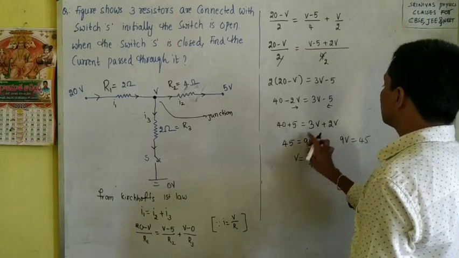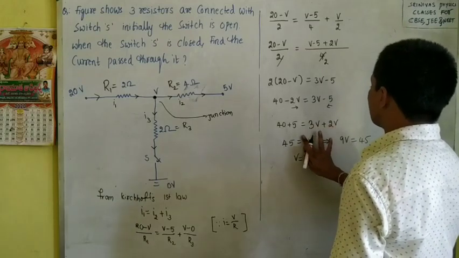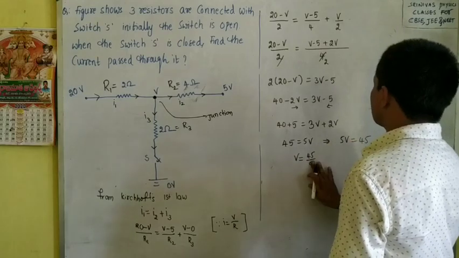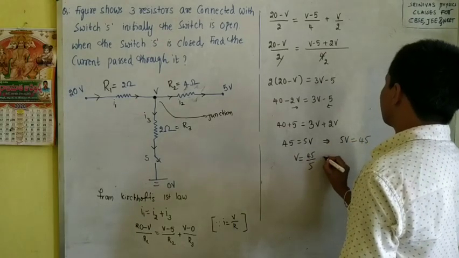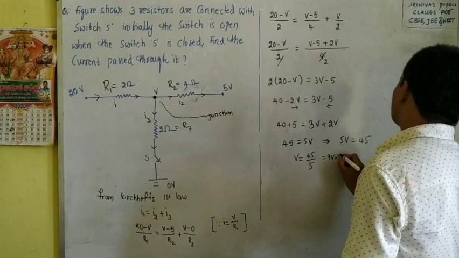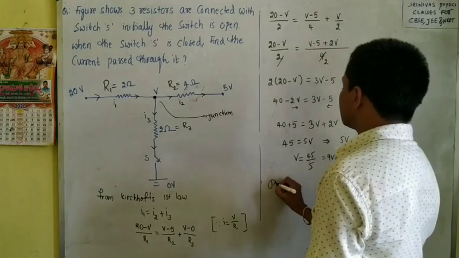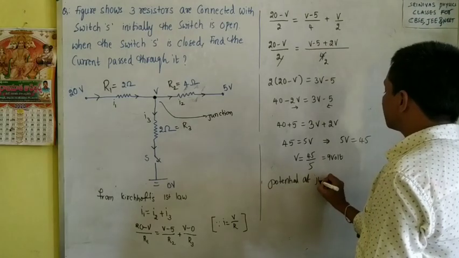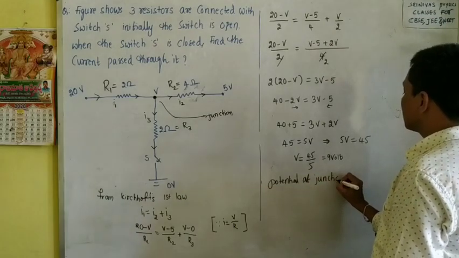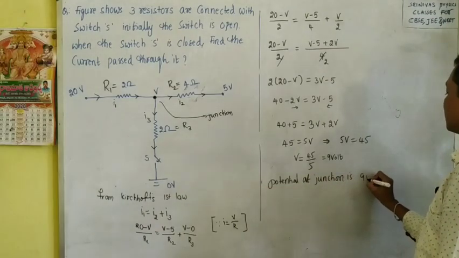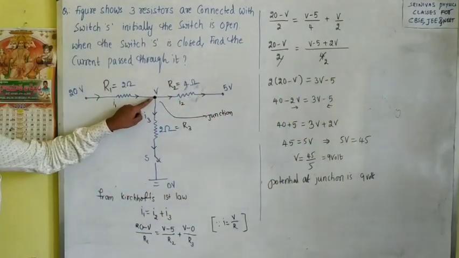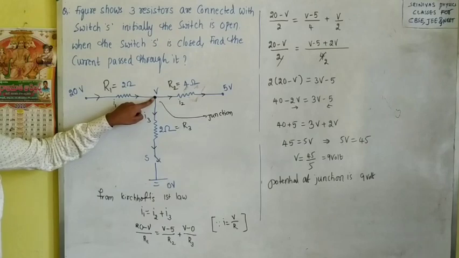Sorry, this is 3V plus 2V is 5V only. 5V, that is 45 by 5. What will you get here? 9 volt we will get, right? That means the potential at the junction is 9 volt. We found the potential at the junction, at the junction the potential is 9 volt.